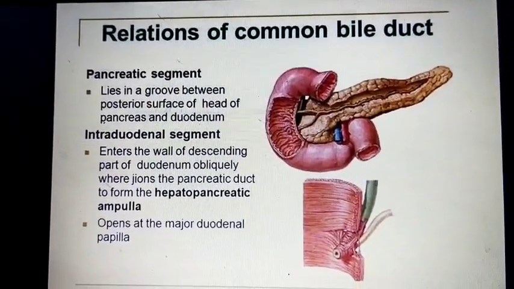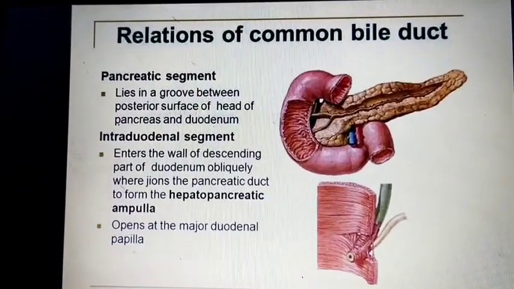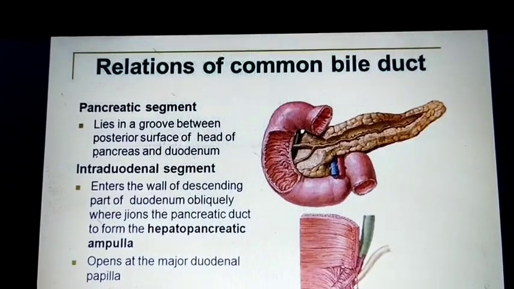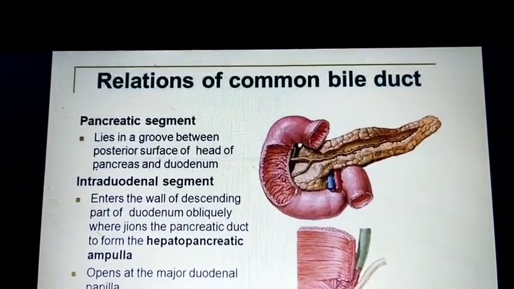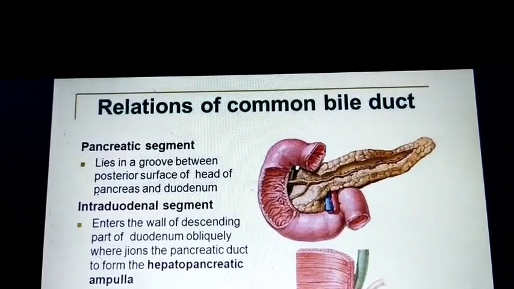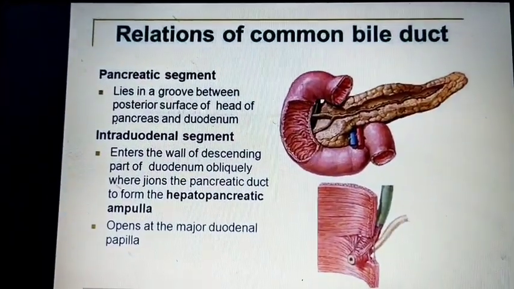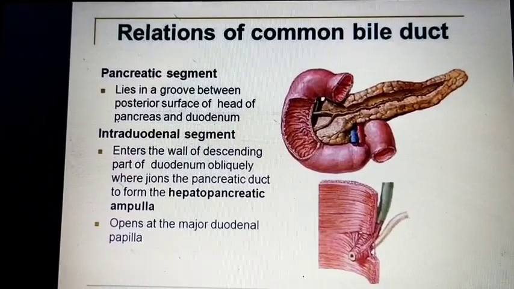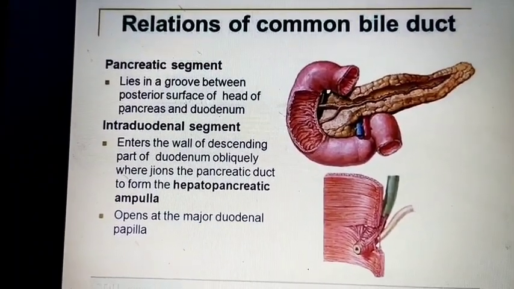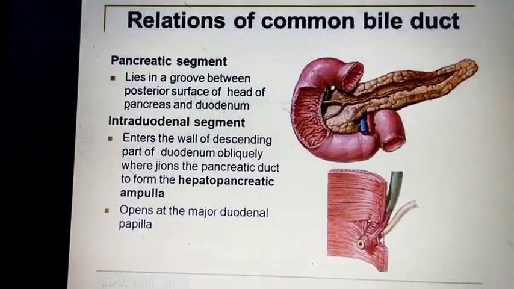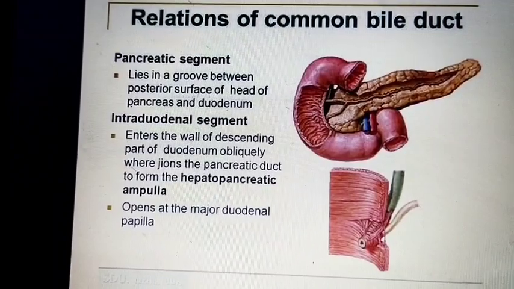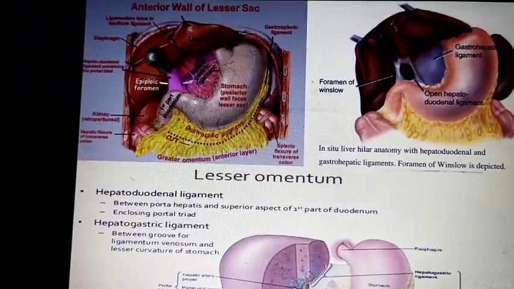Then the infraduodenal or pancreatic segment. The pancreatic segment also comes under the infraduodenal segment. It lies in the groove between the posterior surface of the head of the pancreas and the duodenum. Then it enters the wall of the descending part of the duodenum obliquely, where it joins the pancreatic duct to form the hepatopancreatic ampulla, which opens at the major duodenal papilla.